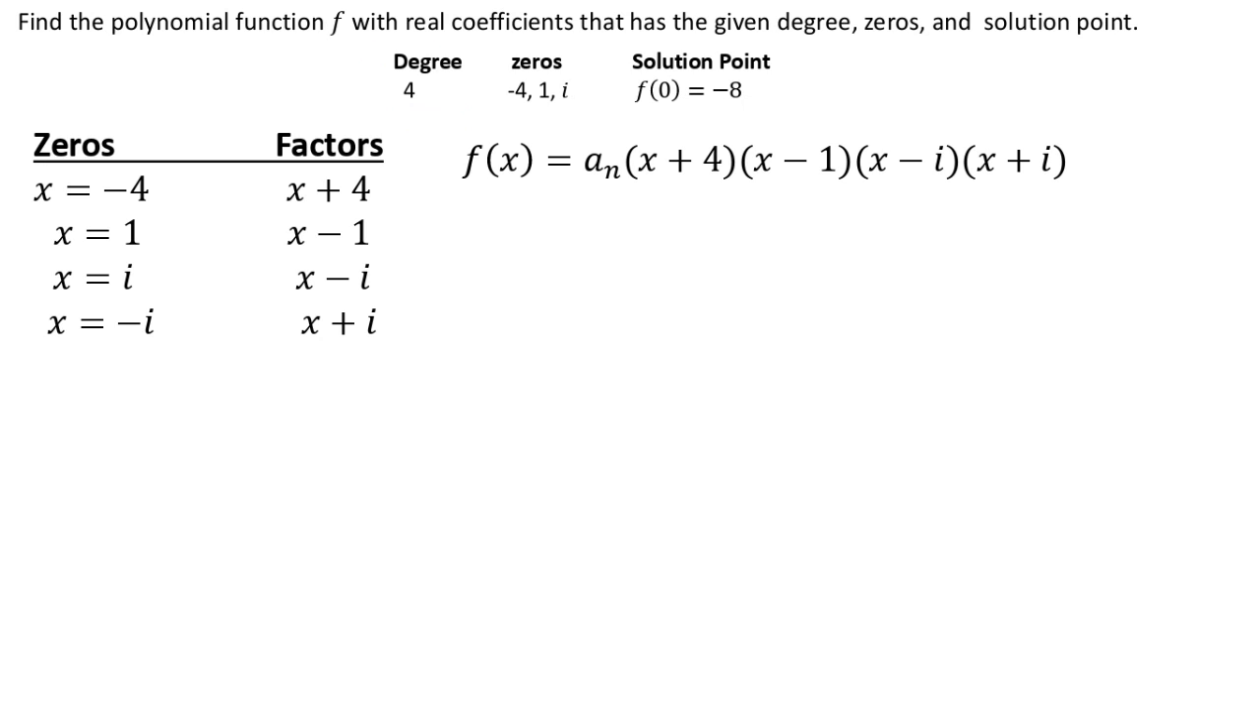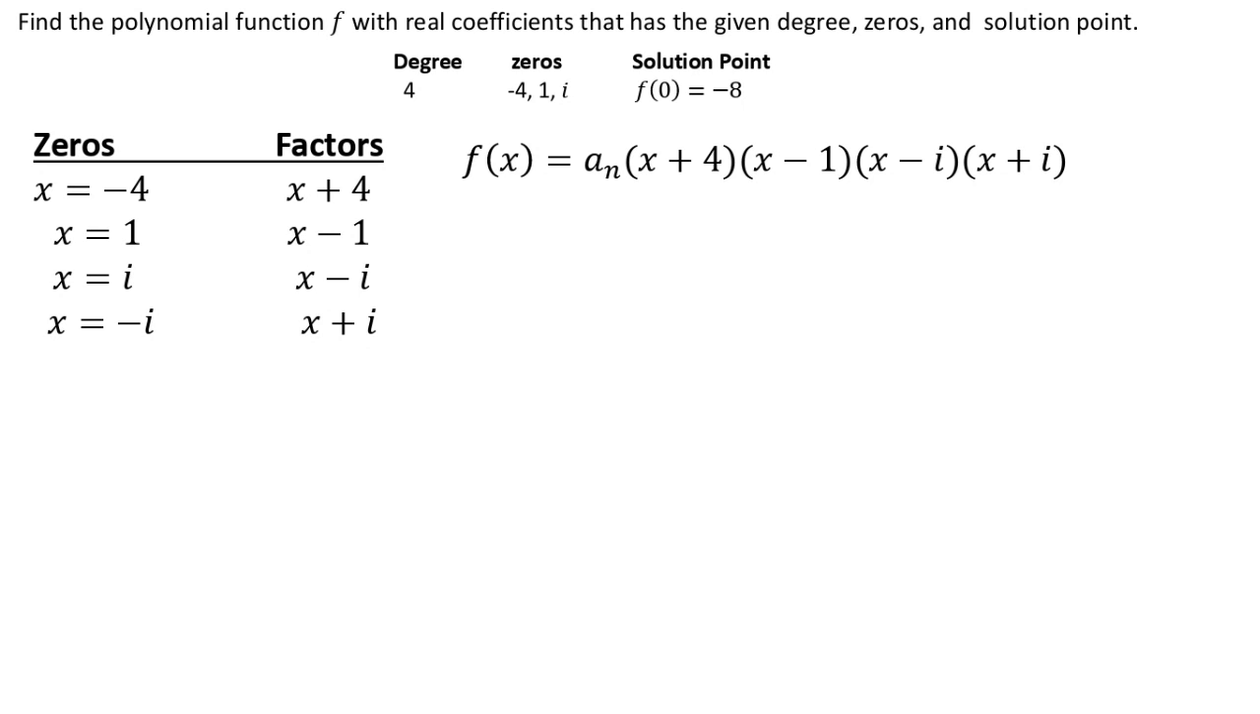And again, as in our last class, i is our imaginary number. That one came from the square root of negative 1, right? So for i, we're going to have x minus i, and the negative i is going to give us x plus i. Again, we're using the linear factorization theorem to get our polynomial. So we have a sub n, which we don't know yet, multiplied by x plus 4 times x minus 1 times x minus i times x plus i.